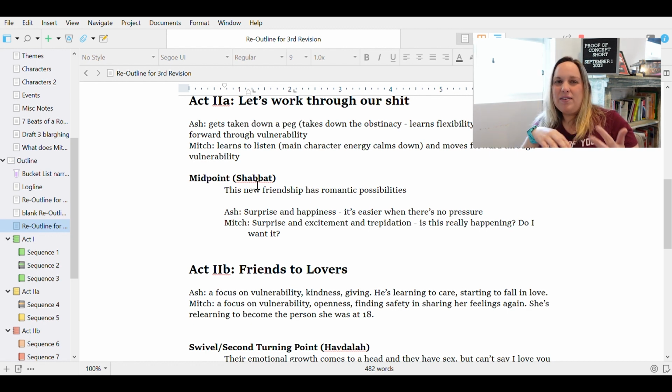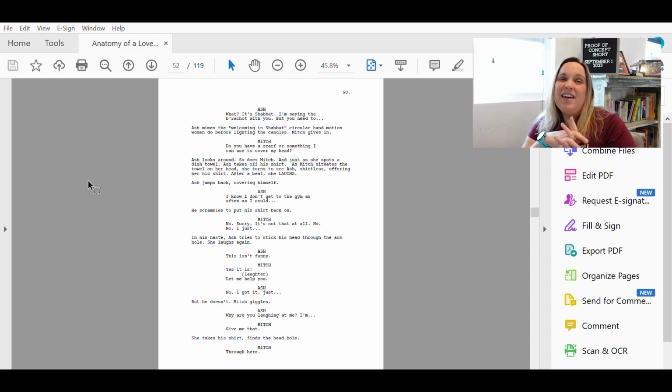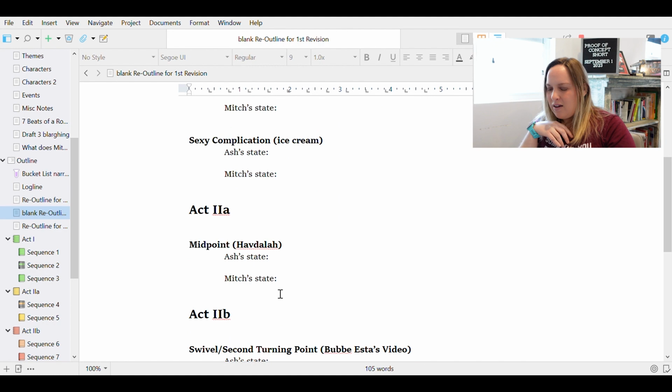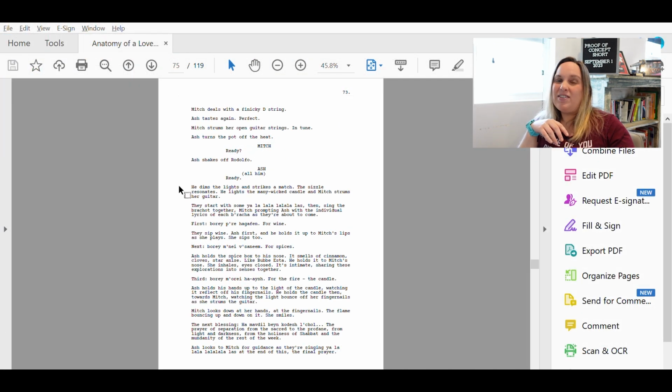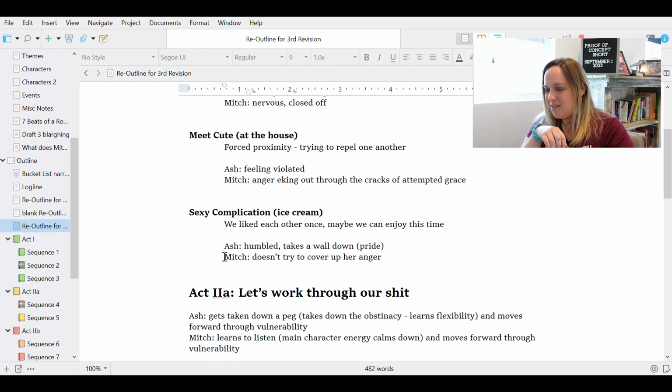And that to me felt like a little bit of a turning point. That is on page 48 of the script, or maybe even 47, 48. And the Havdalah scene, which was formerly the midpoint, was on page 77, 78. The script itself is 116 pages long. A midpoint is not 78 pages through. A midpoint is more like 50 to 60 pages through. So page-wise, it made sense to move the Shabbat.